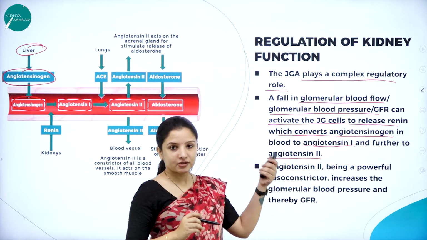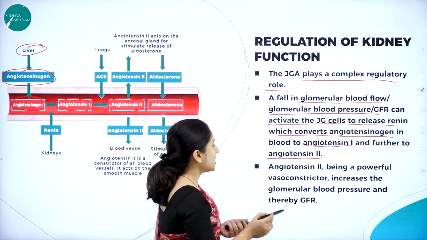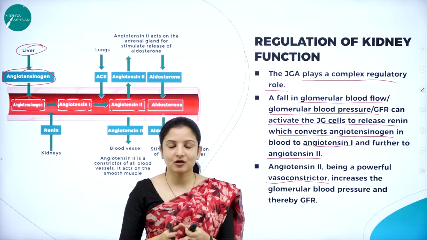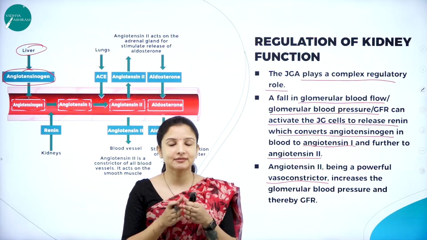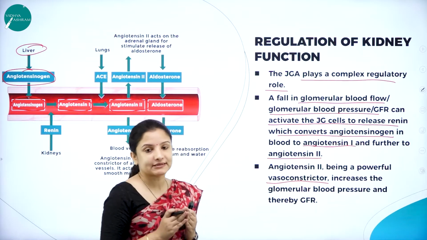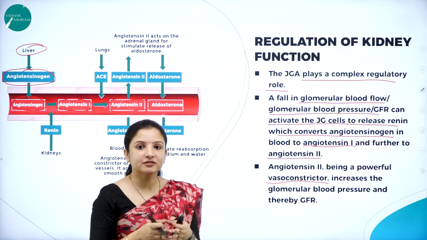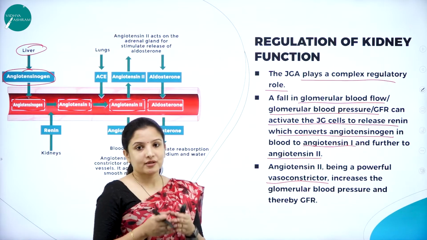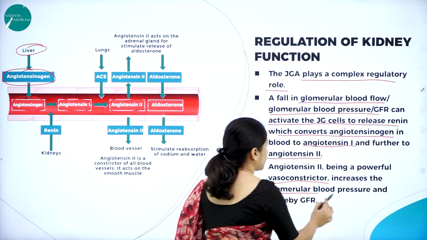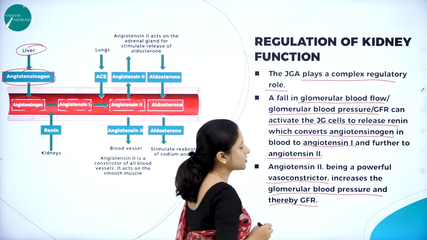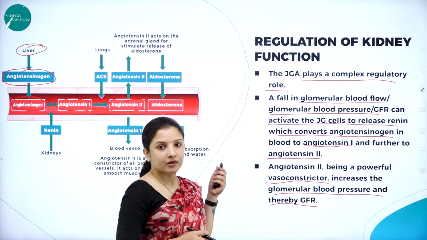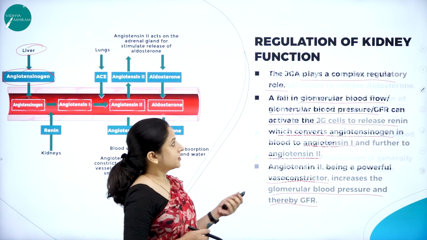And angiotensin 2 is a powerful vasoconstrictor, meaning it constricts, or makes the blood vessel narrower. That is why it is called a vasoconstrictor, meaning it makes the blood vessels of the kidney, or the juxtaglomerular apparatus in particular, narrower, and it increases the glomerular blood pressure and thereby the glomerular filtration rate. So this is a function of the JGA, that is the juxtaglomerular apparatus.